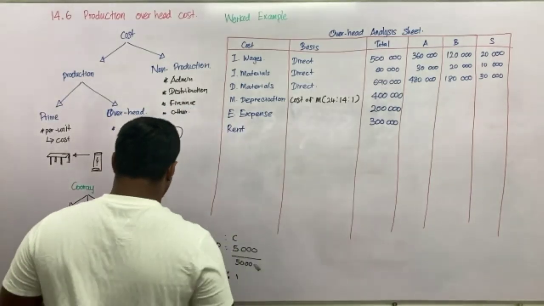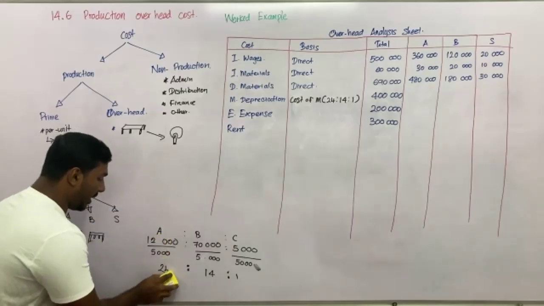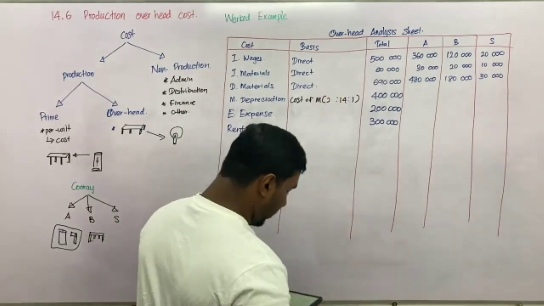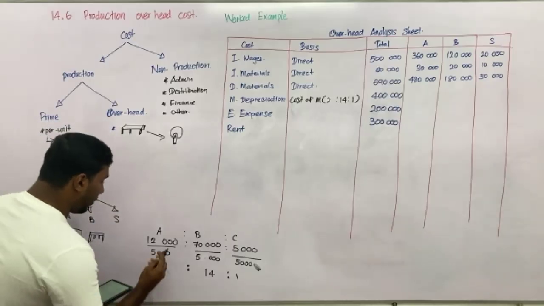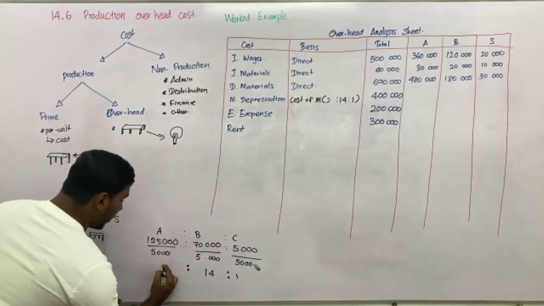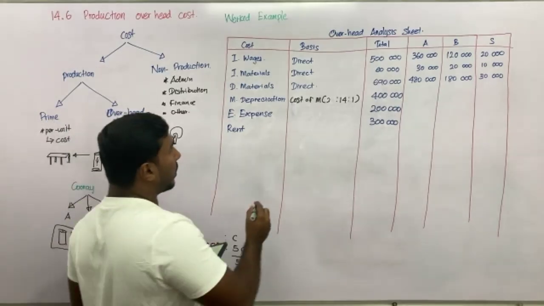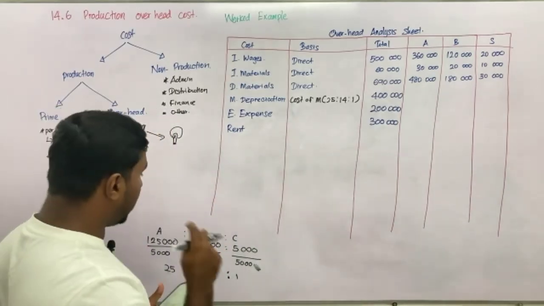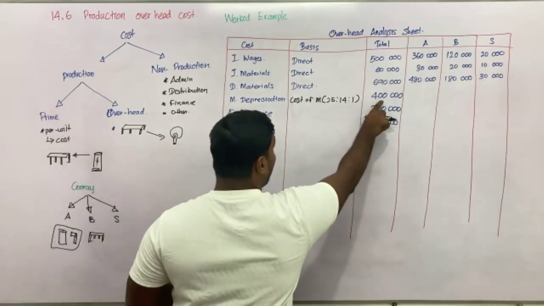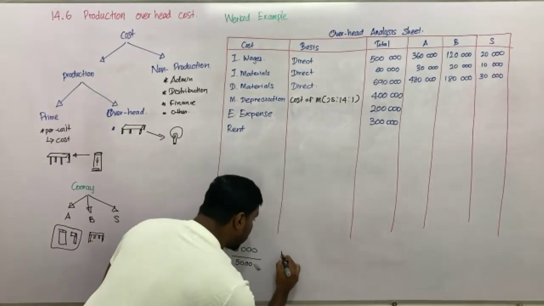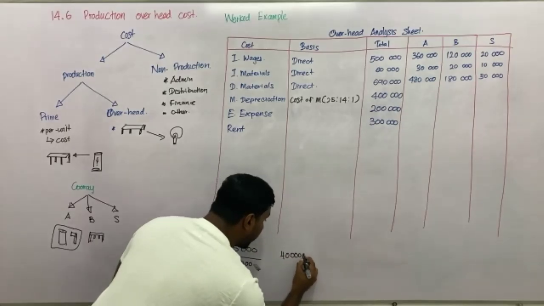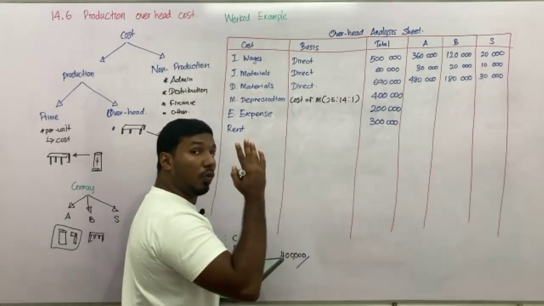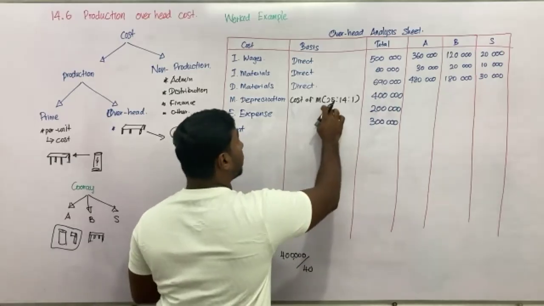Yes, for A it's not 120,000, it's 125,000. That's why I wondered why it was giving a decimal number. Sorry for my mistake. It's 125,000, which is 25. So 25 into 14 into 1. That will be your appropriation basis. Now you have to appropriate this 400,000 with this basis, right? 25 plus 14 plus 1 equals 40.